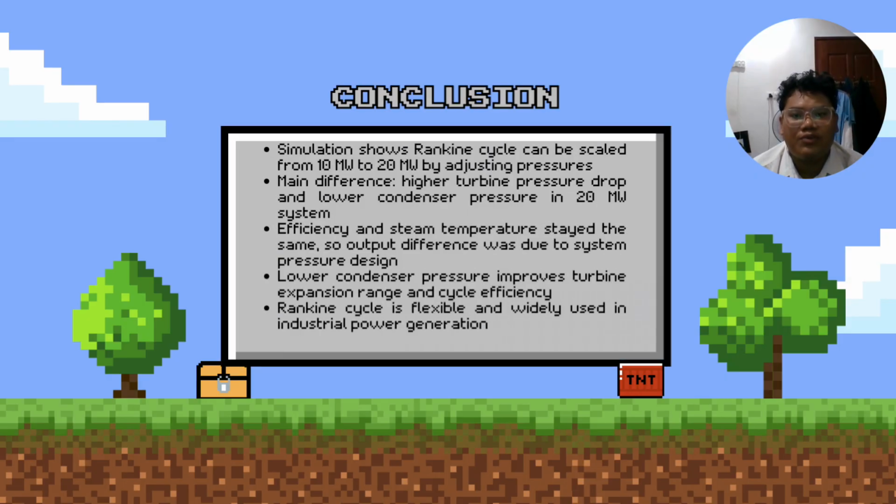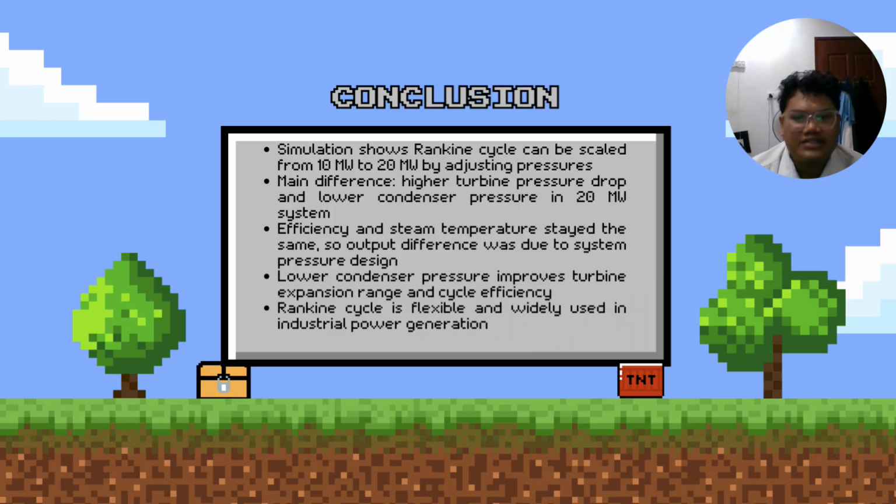So here is the last one from us. It was a conclusion. In the conclusion, we can say the simulation shows the Rankine cycle can be scaled from 10 megawatt to 20 megawatt by adjusting the pressure. The main difference was the higher turbine pressure drop and lower condenser pressure in the 20 megawatt system. The efficiency and the steam temperature stayed the same, so the output difference was due to system pressure design.